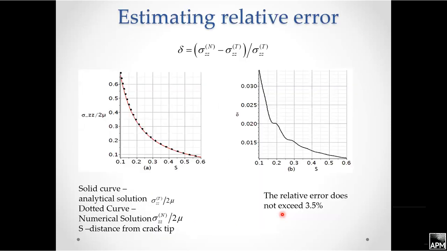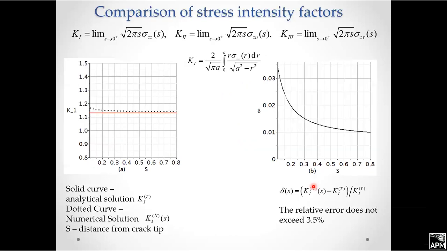To minimize the error, we used a smaller grid. In the left graph, you can see a solid curve, which is the analytical solution, and a dotted curve, which is the numerical solution. On the right side, you can see the graph for the relative error, and here the error is about 2.5%.